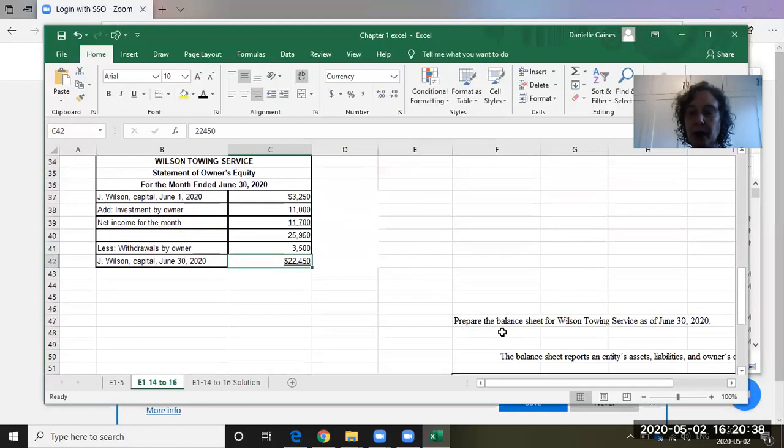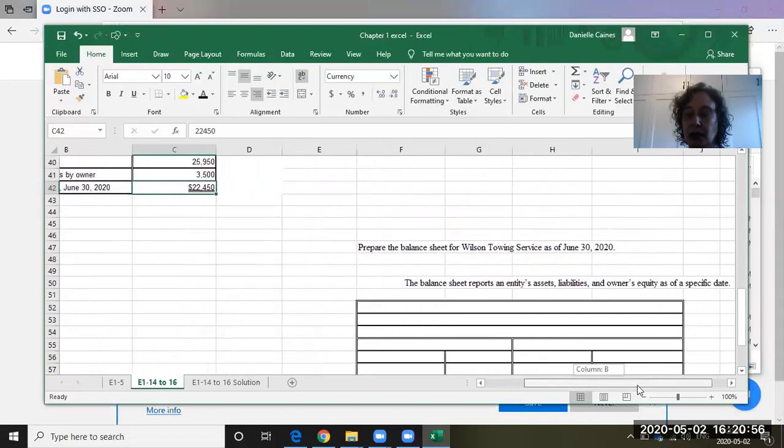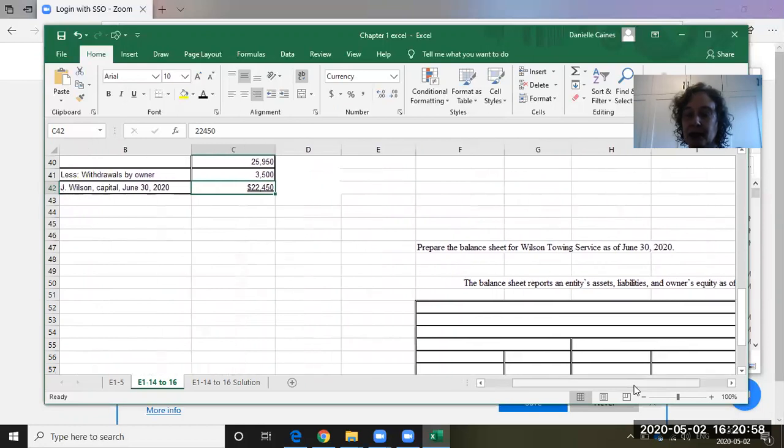So we're going to prepare the balance sheet for Wilson Towing Service as of June 30th. So you'll notice they're not saying for the month of June, they're saying as of a point in time. So the balance sheet is always a point in time. It's not for any particular period. When you look at a balance sheet, it's over no period of time. It's just telling you what your assets, your liabilities, and your owner's equity are as of a particular date.